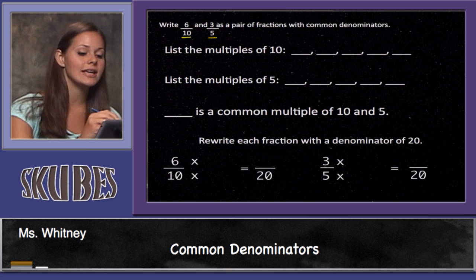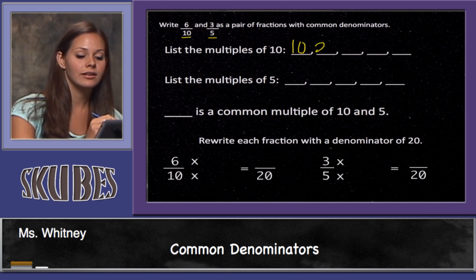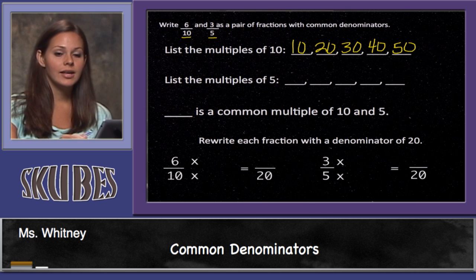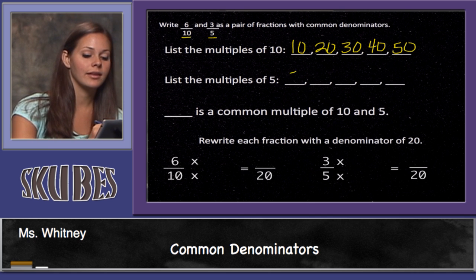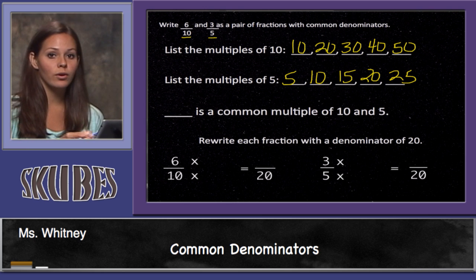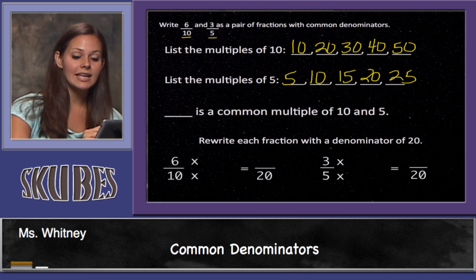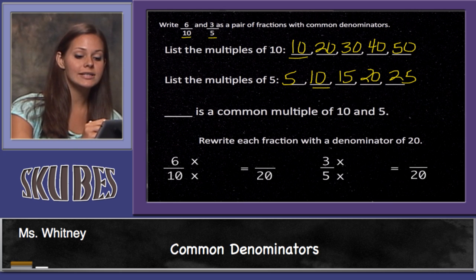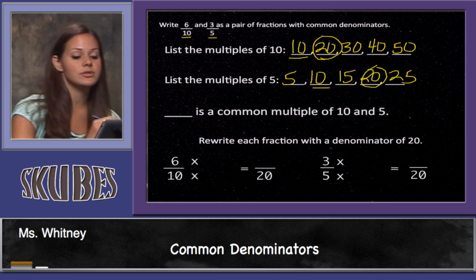Let's list the multiples of 10. 10, 20, 30, 40, 50. Now let's list the multiples of 5. 5, 10, 15, 20, 25. Numbers can have more than one common multiple. 10 is a common multiple of 10 and 5. 20 is also a common multiple of 10 and 5. Let's use 20.